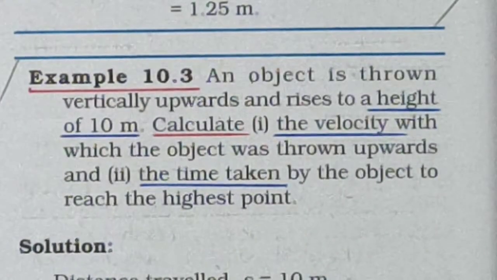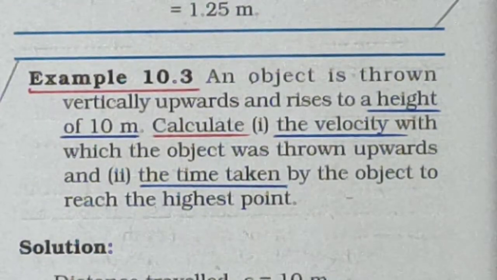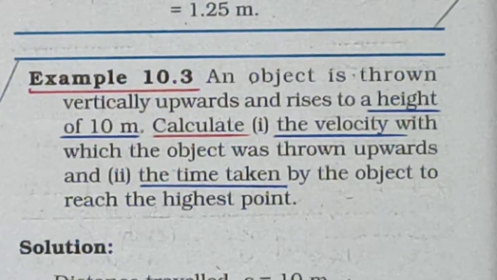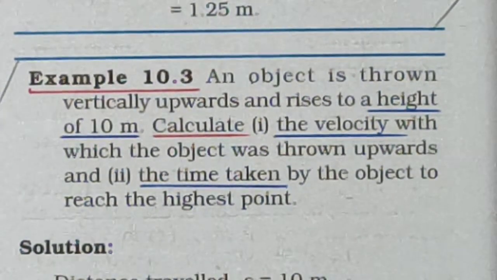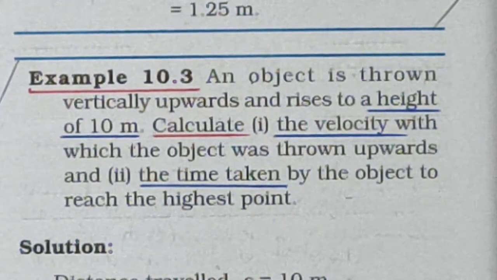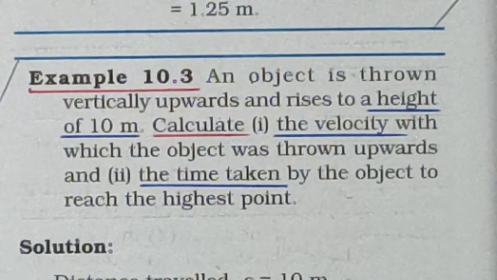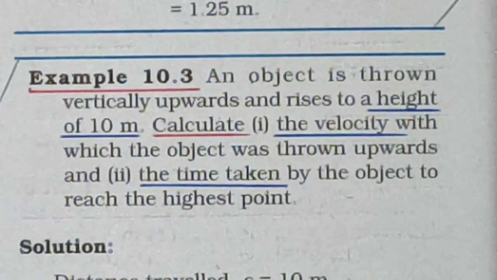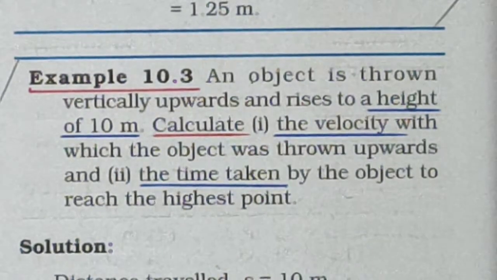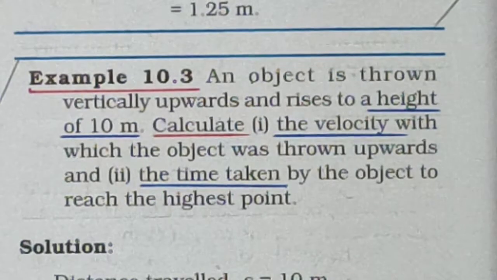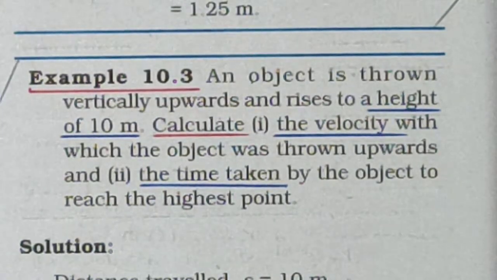In this problem, a car falls off a ledge and drops to the ground in 0.5 seconds. Take g equal to 10 meter per second square for simplifying the calculations. What is its speed on striking the ground? What is its average speed during the 0.5 seconds? How high is the ledge from the ground?